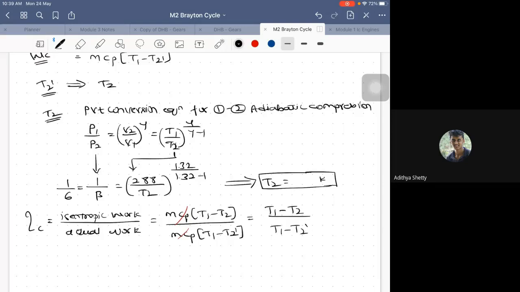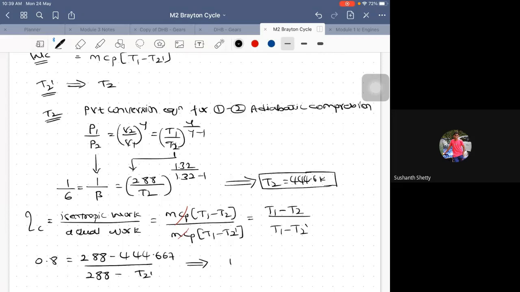Now, efficiency of compressor is given as 0.8. That is equal to, 288 is the value of T1. What is the value of T2? 444.66 Kelvin, sir. 444.667. Just check the value. So it is 288 minus T2 dash.